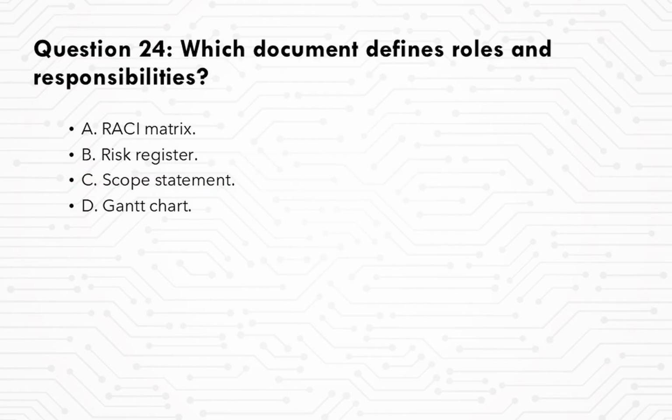Question 24. Which document defines roles and responsibilities? A. RACI matrix. B. Risk register. C.